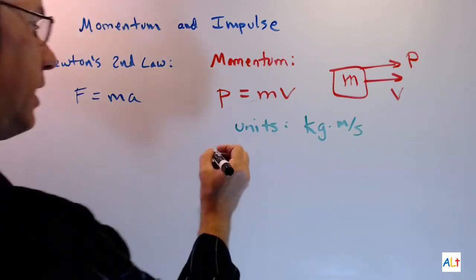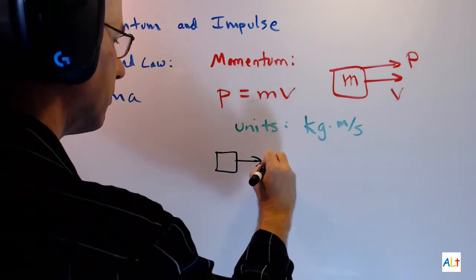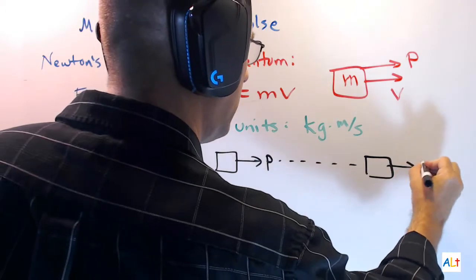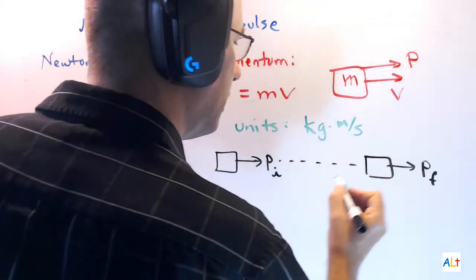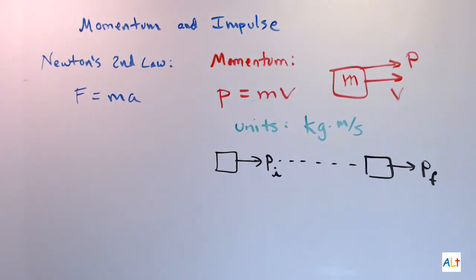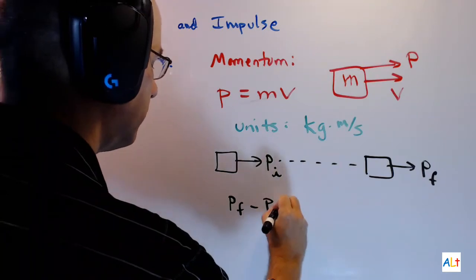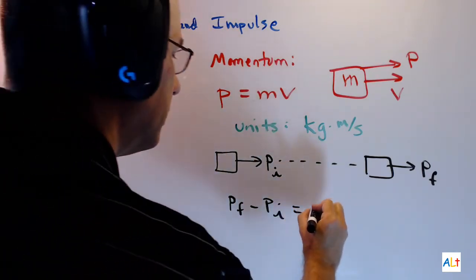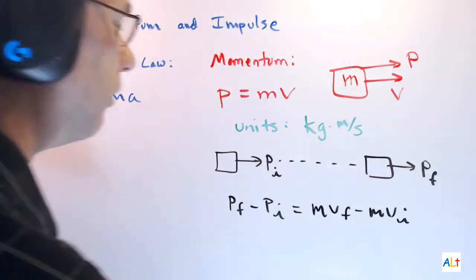Now suppose you have an object sailing along with a certain amount of momentum, and then a little while later it has a different momentum. So we have an initial momentum and a final momentum. What happens when we subtract P final minus P initial? Well, we just get this twice. We get mv final minus mv initial.